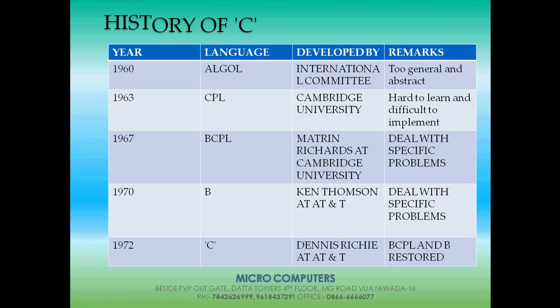History of C. Before C was introduced, 4 different languages were developed, which are ALGOL, CPL, BCPL and B. As these languages were too general and hard to learn and were not able to deal with some specific problems, they were replaced with C language.